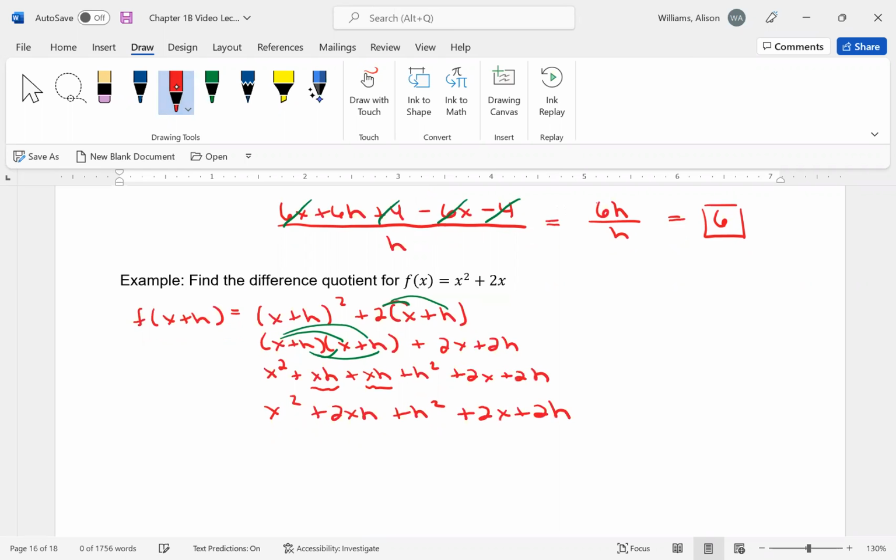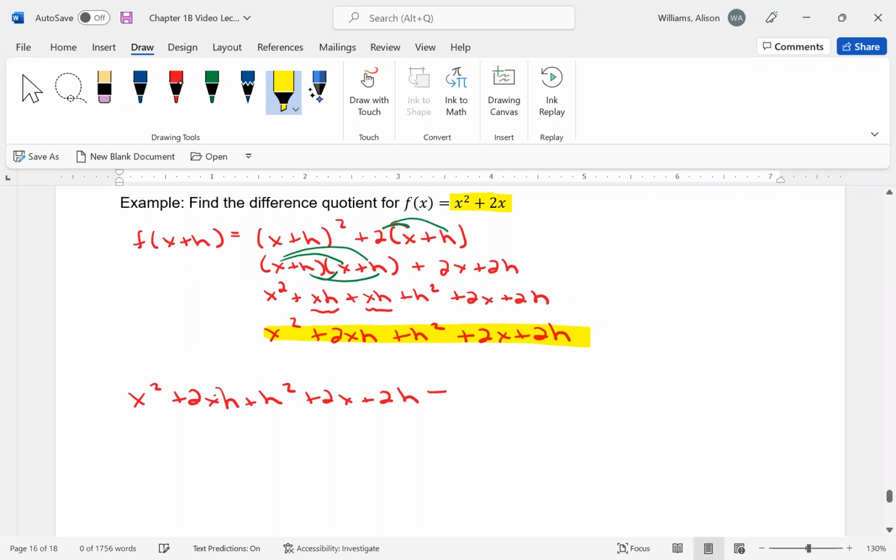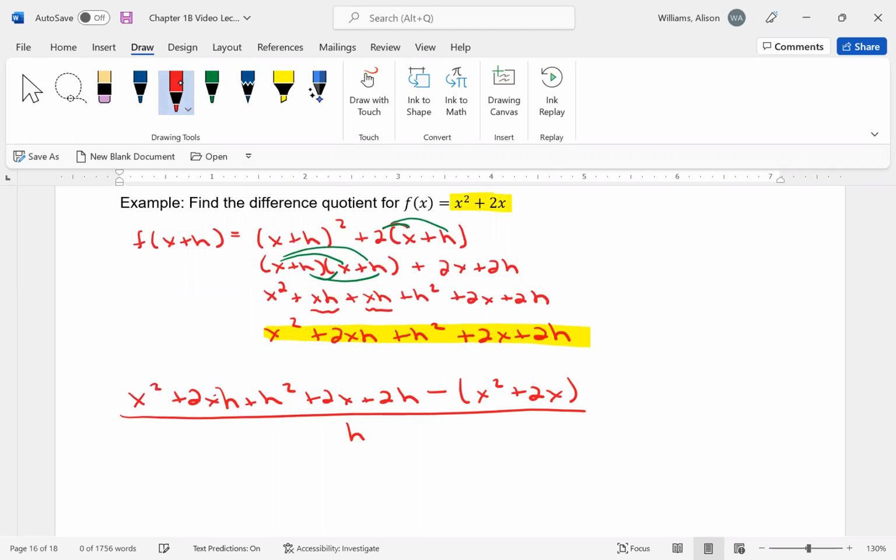So now I'm going to do the difference quotient, which is I'm going to take this answer here, f of x plus h, and I'm going to subtract f of x. Give myself a little space here. x squared plus 2xh plus h squared plus 2x plus 2h. Okay, so that's f of x plus h. And I'm going to minus the original function right here. Minus that, and notice I put it in parentheses because I'm going to have to distribute the negative. And I'm going to divide everything by h. Okay, so let's distribute the negative and combine some like terms.